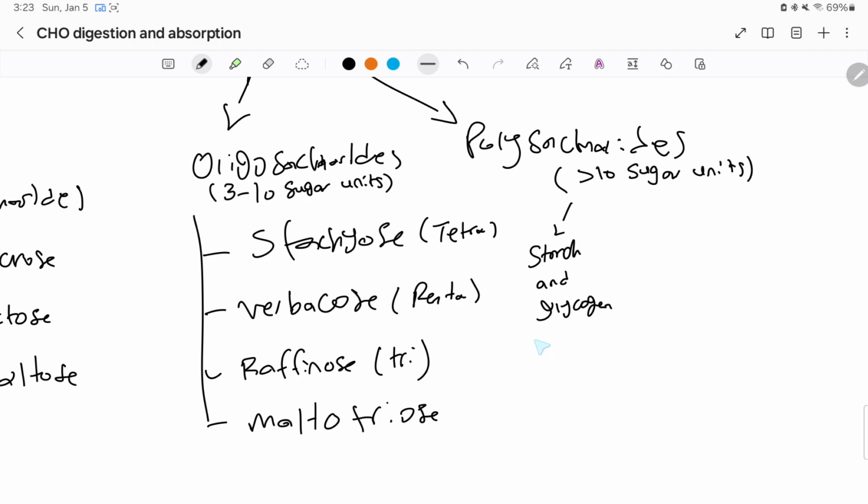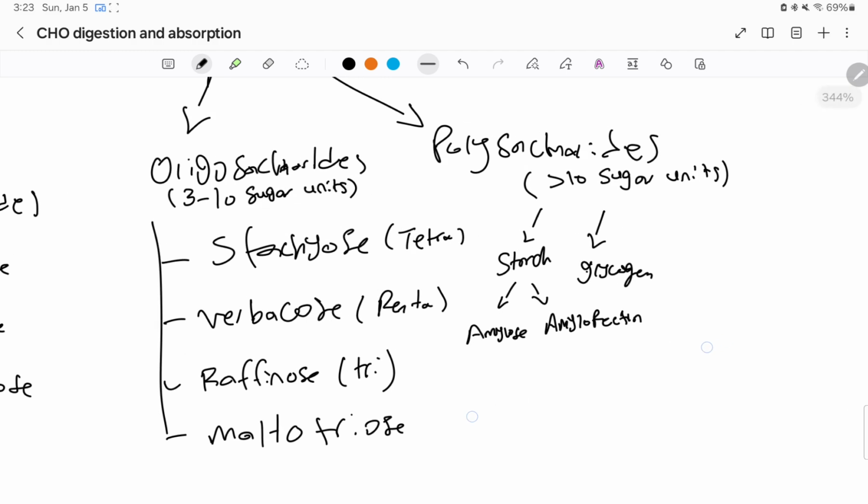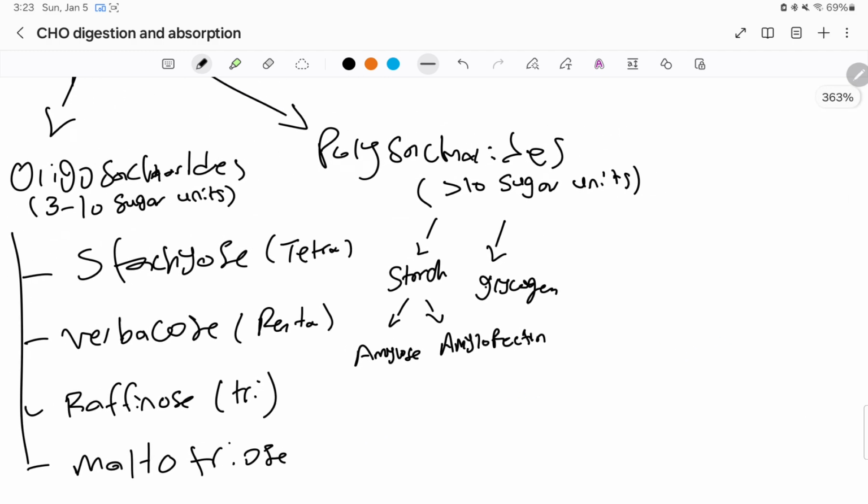But starch, if I break it down a bit more, can actually be made up of 2 components. One is amylose, and the other one is amylopectin. Now, I'll show you the structure for amylose, amylopectin, and glycogen on the next slide, or at least a rough estimate of these molecules. But technically, these are all polysaccharides. Now, you can actually classify a bit more.